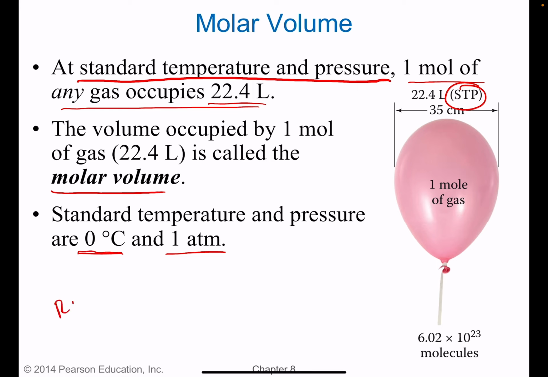Room temperature is about 22 to 25 degrees Celsius. 1 atmosphere pressure is the pressure you would feel around sea level. But it has to be at STP, standard temperature and pressure, for this thing to be equivalent, where it's 1 mole equals 22.4 liters for a gas. And also this obviously only applies to gases, not solids and liquids.